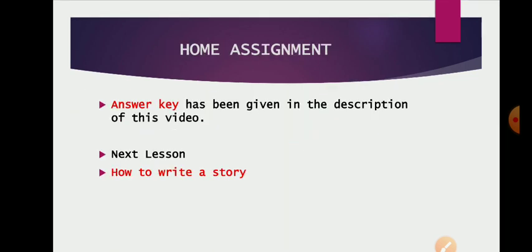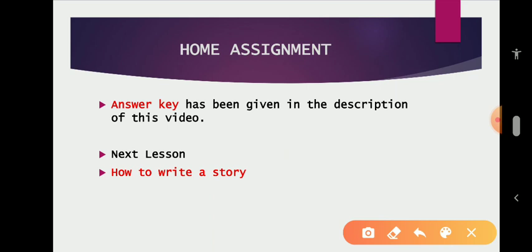The next lesson will be a very important lesson, that is how to write a story. This is equally important for junior and senior students, primary, middle, secondary or higher secondary level. So don't miss that lesson.